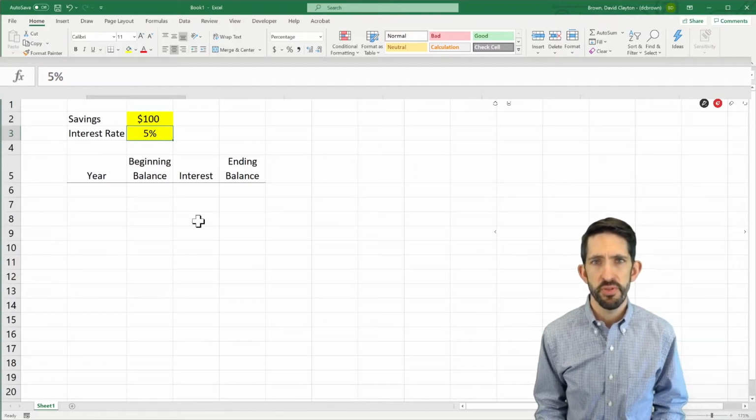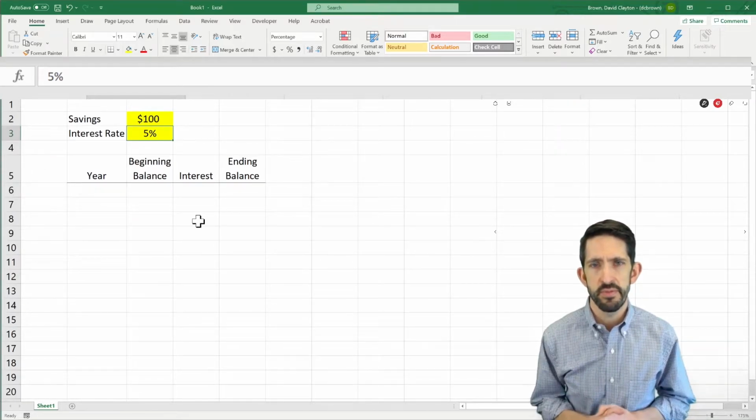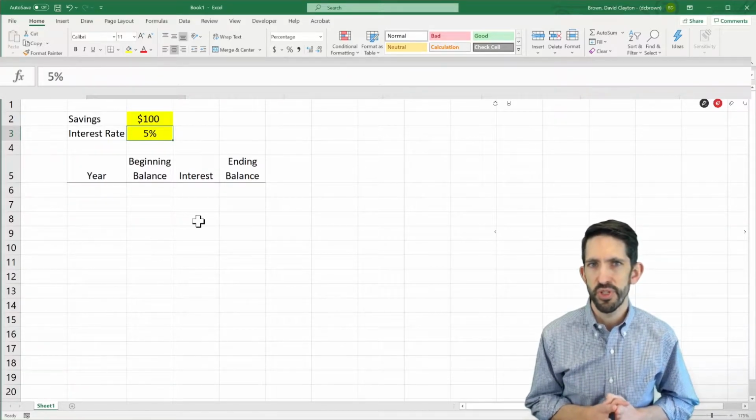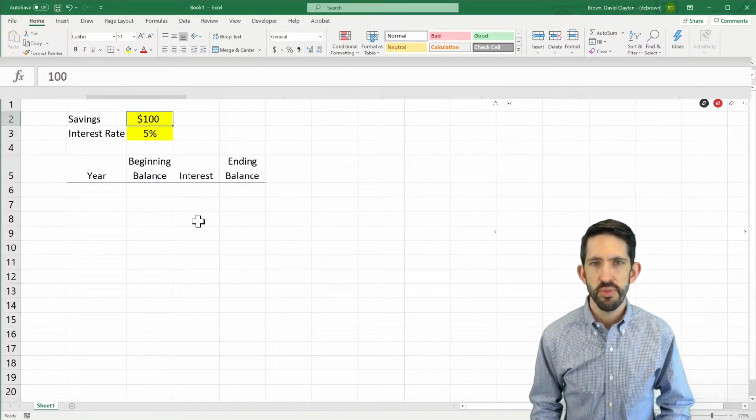So to start out, we're going to track how our savings, $100, grows in our savings account. We're going to assume an interest rate of 5% to make the math easy and kind of easy to follow the numbers. That said, interest rates today are much, much lower than that. So this is going to be an annual rate.